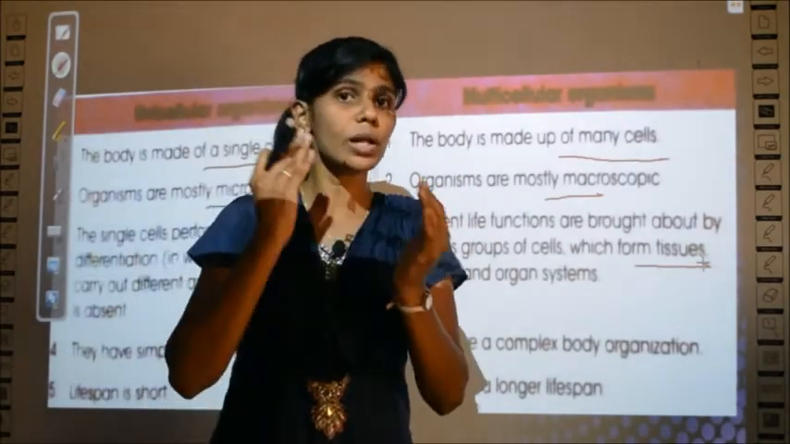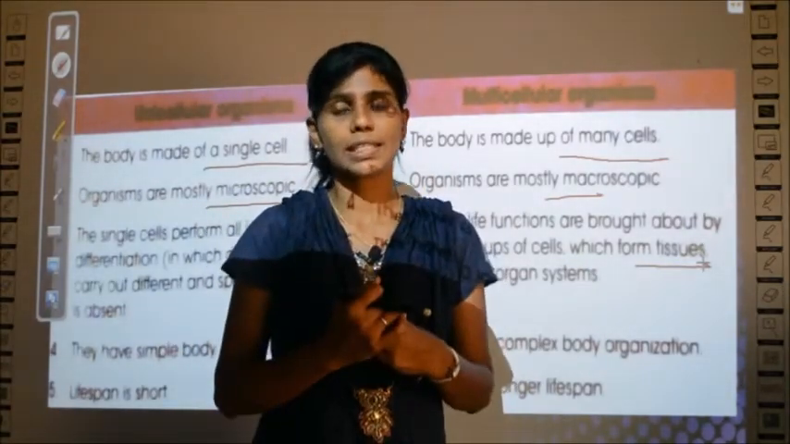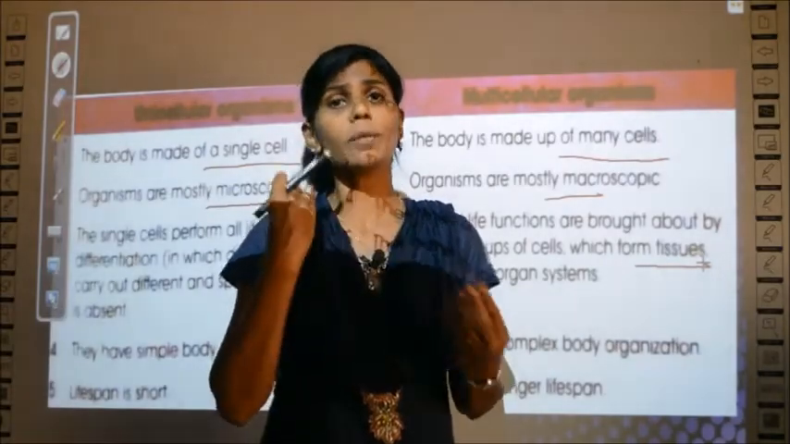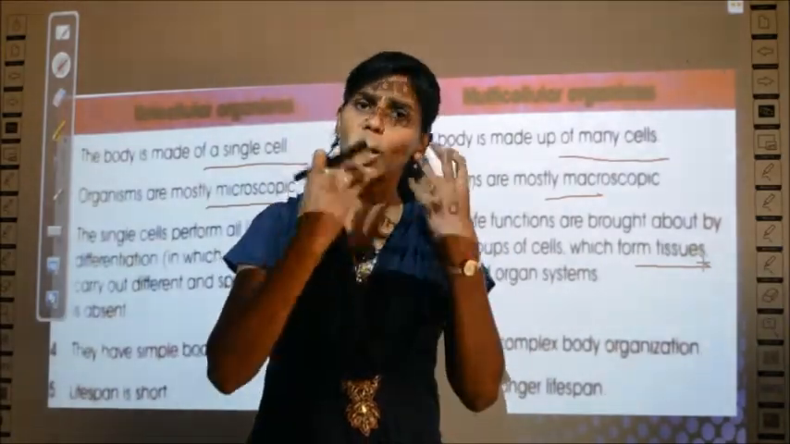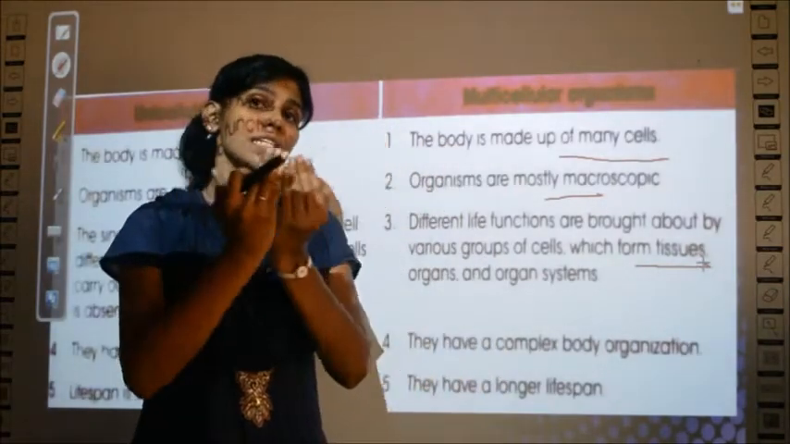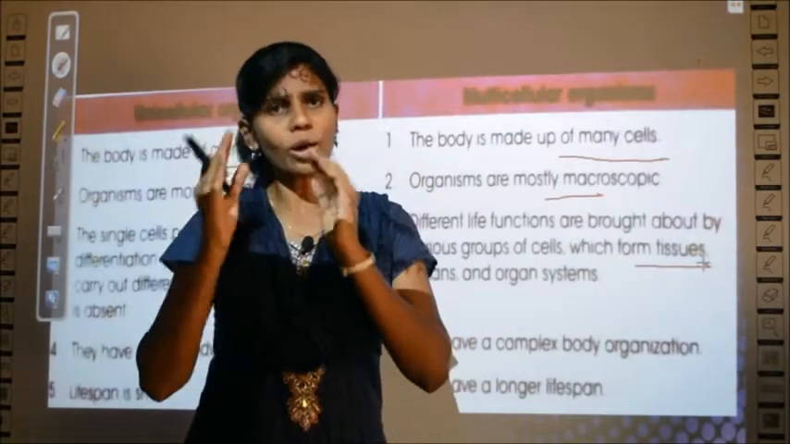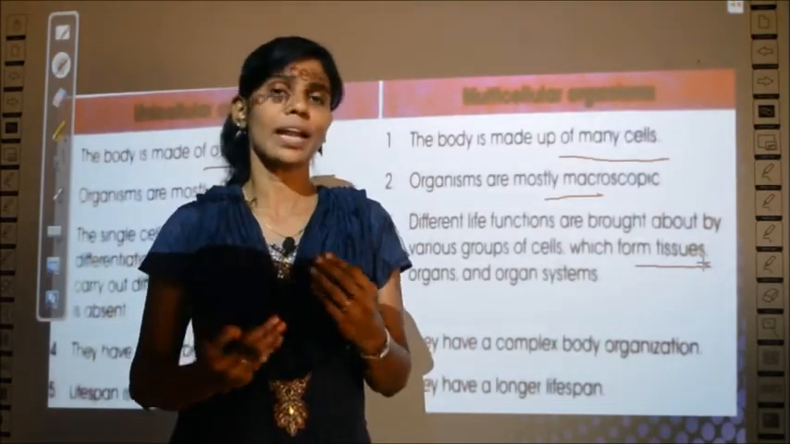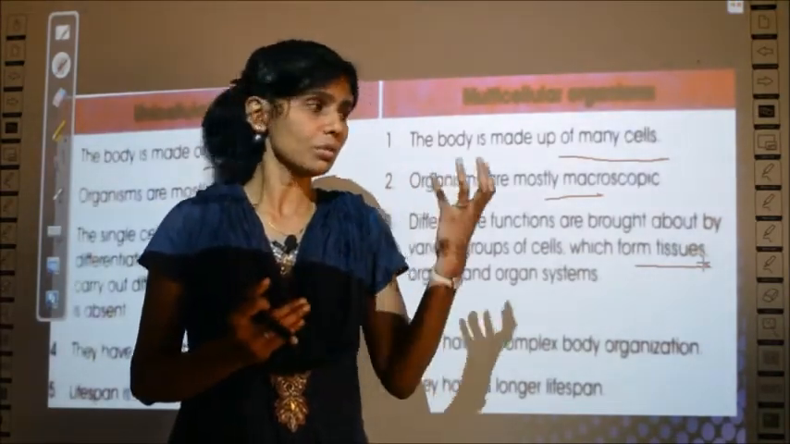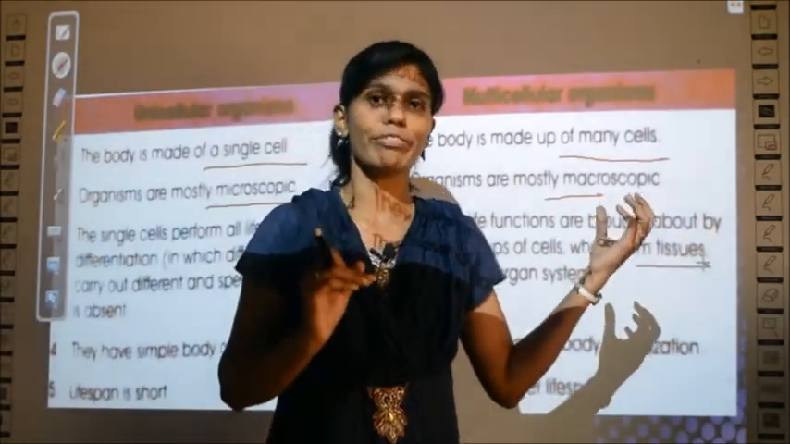Say for example, all the cells of your nervous system can be called nerve cells, and all the cells of your blood can be called blood cells. And when these nerve cells are grouped together, it is called nervous tissue, because they all belong to the same system and have the same function. So those cells can be grouped to form tissues. It will be based on their functions only.